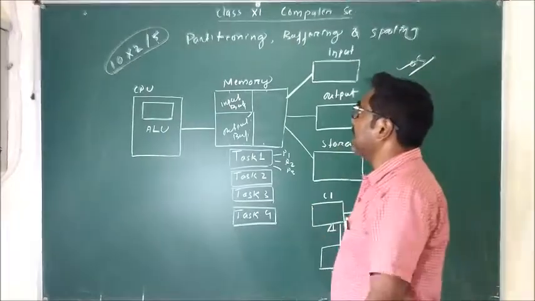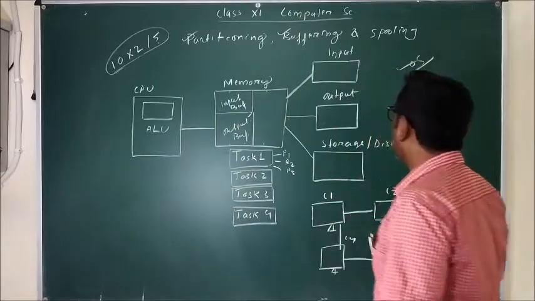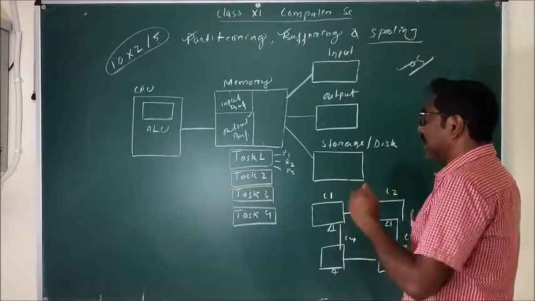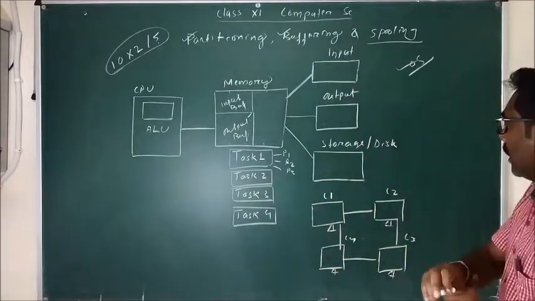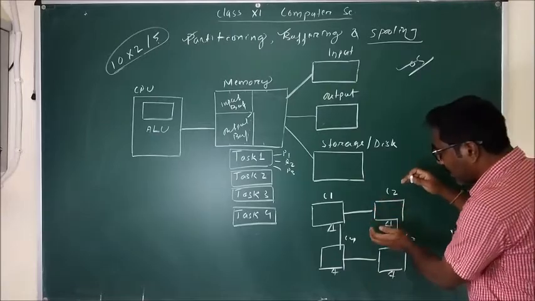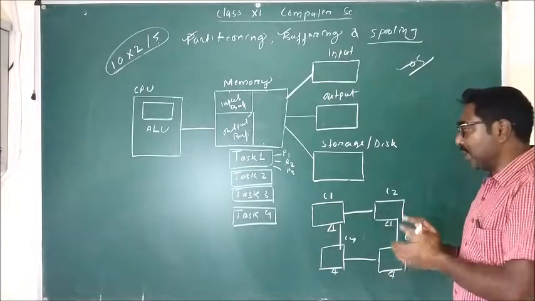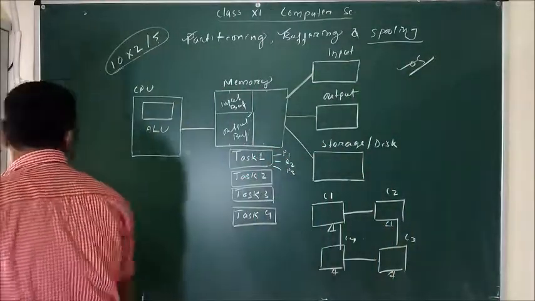So this is the second thing. First one is partitioning, second one is buffering. The third one is spooling. Spooling is generally used in a network system where multiple users are using the same command. Suppose this is task 1, task 2, task 3.